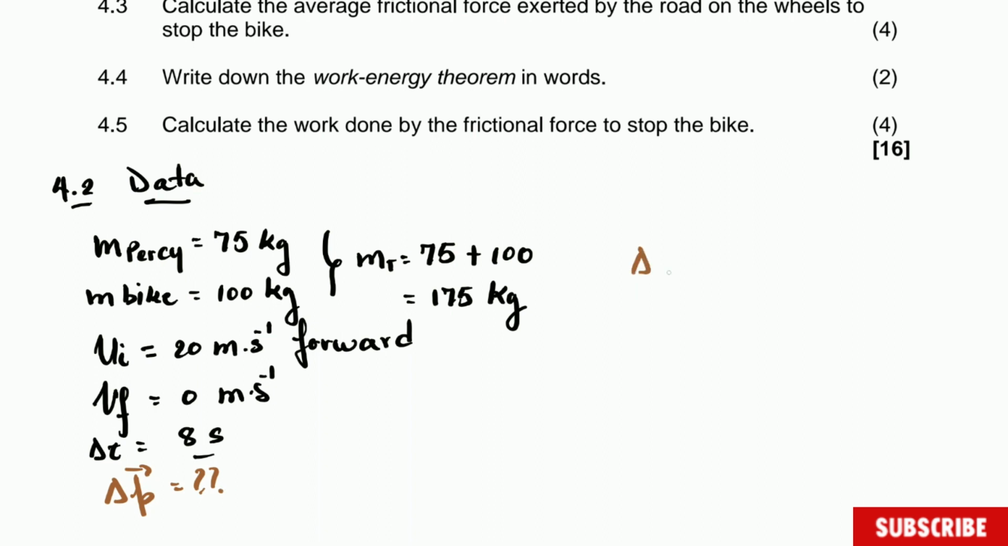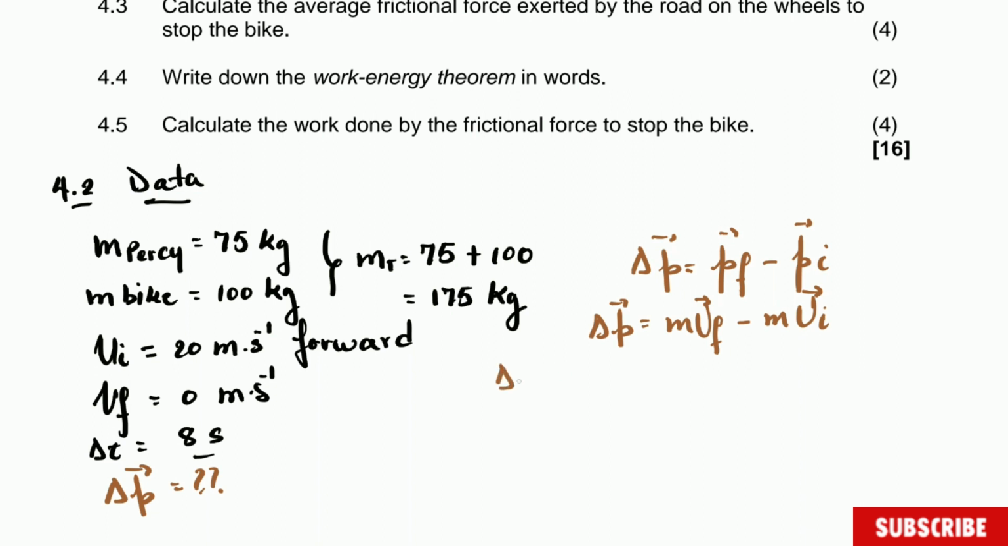Remember, I told you change in momentum is equal to final momentum minus initial momentum. So if you substitute the formula for momentum in each case, you have that the change in momentum is equal to mass multiplied by the final velocity of the object minus mass multiplied by the initial velocity of the object. In this case it is Percy and the bike. And then guys, the rest is to substitute everything because we have everything given to us there. So change in momentum, and I am going to substitute.